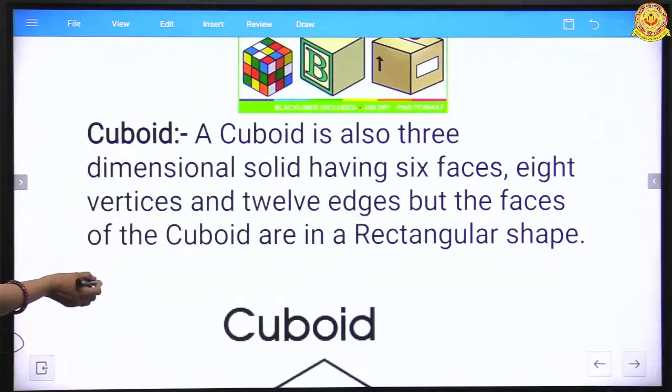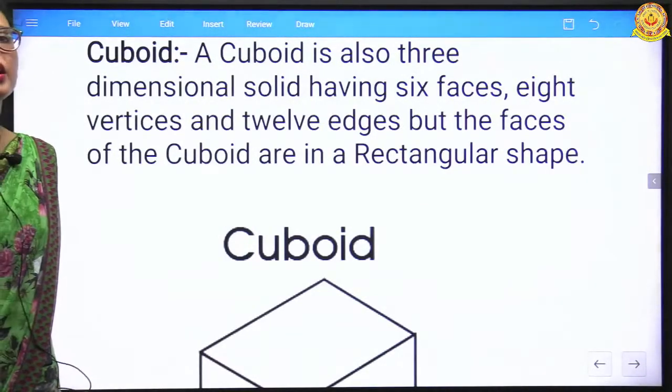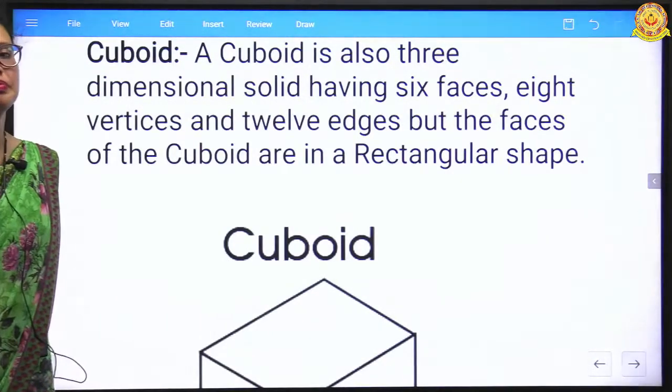Our next shape is a cuboid. It is also a three-dimensional shape. What is a cuboid? A cube is similar to a square, just as a cuboid is similar to a rectangle. A cuboid is also a three-dimensional solid having 6 faces, 8 vertices and 12 edges. But the faces of the cuboid are in a rectangular shape.